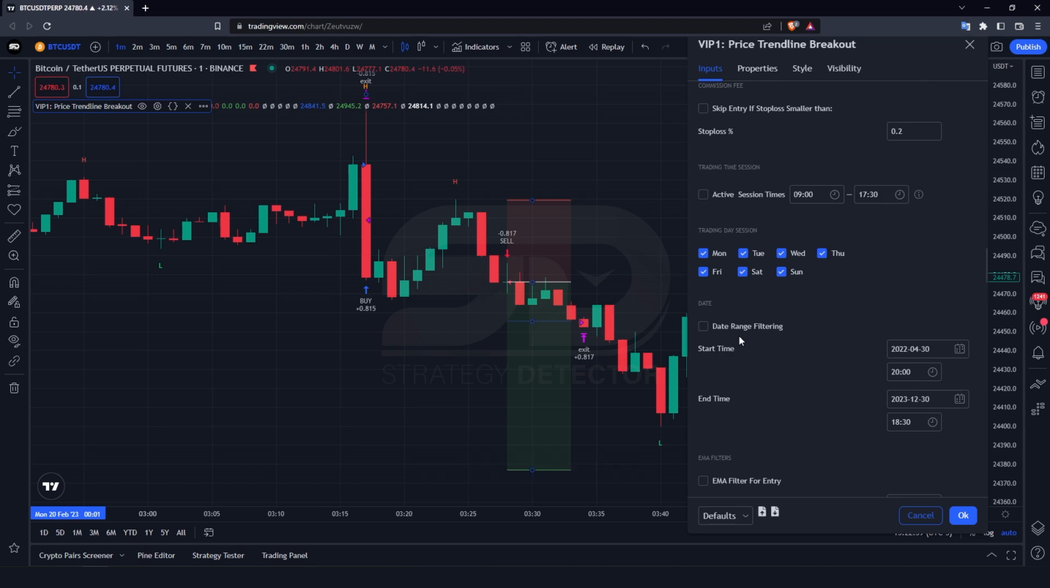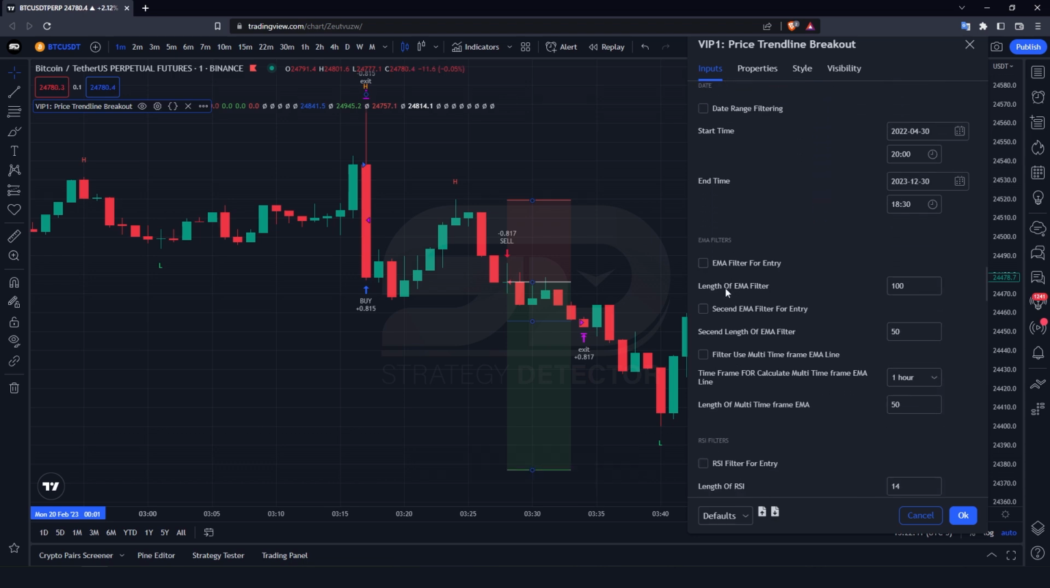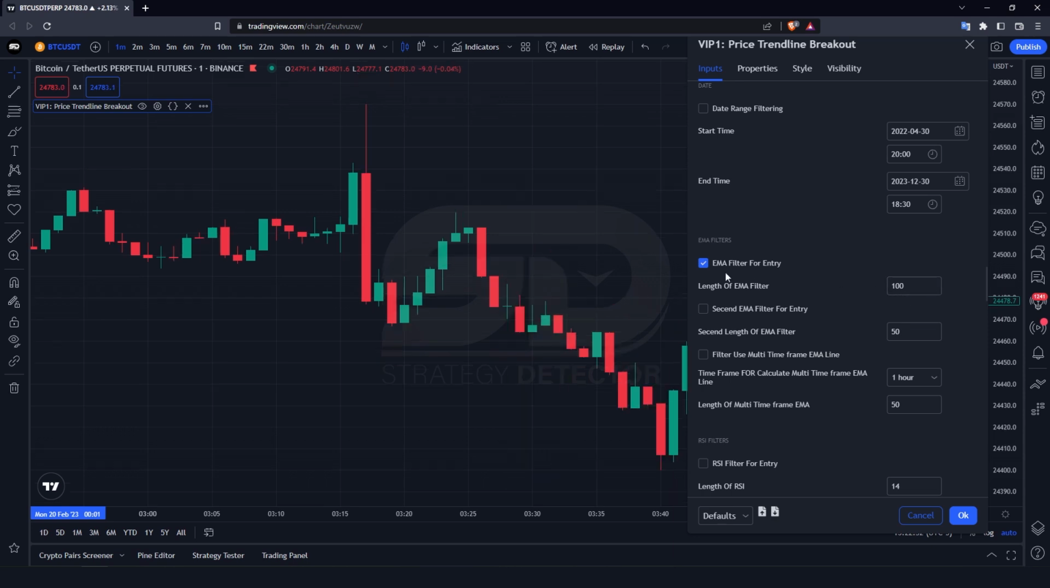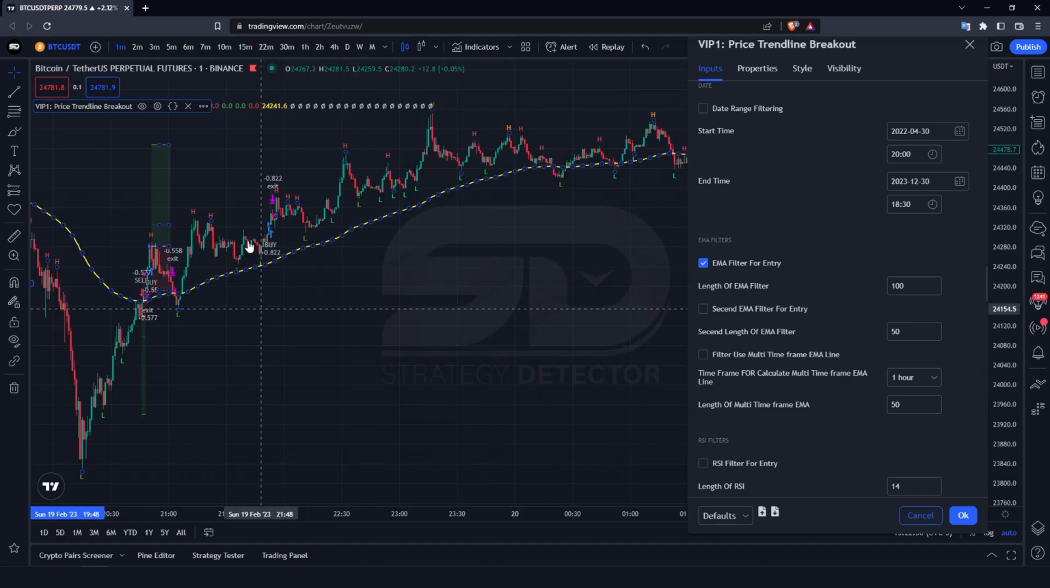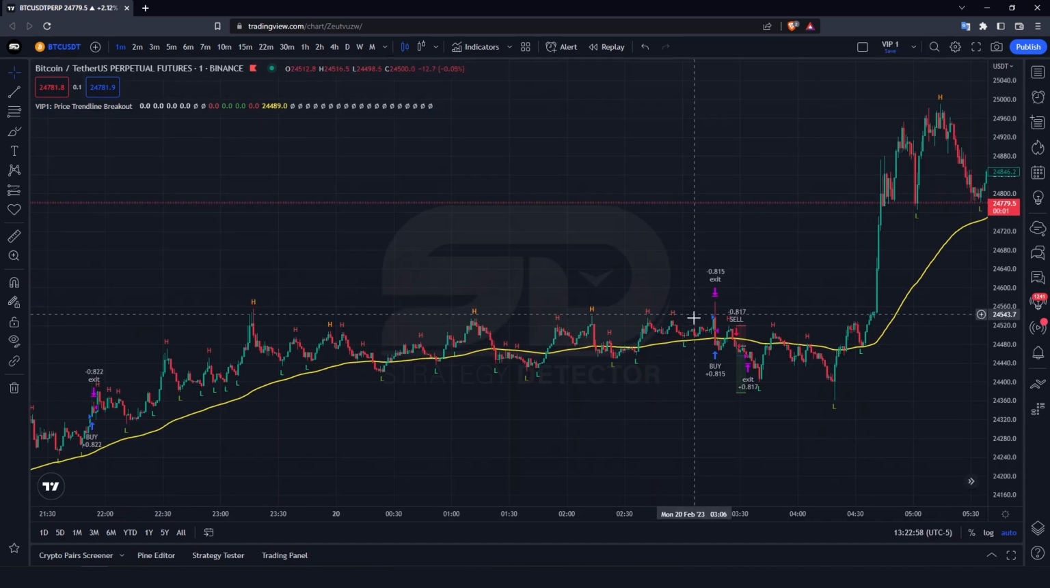strategy has for you. The next option that you have in this strategy is EMA filter. Here we have EMA filter for entry. You can choose 100 EMA as your first EMA. When you tick this one, 100 EMA applies to the chart and you can see it here.